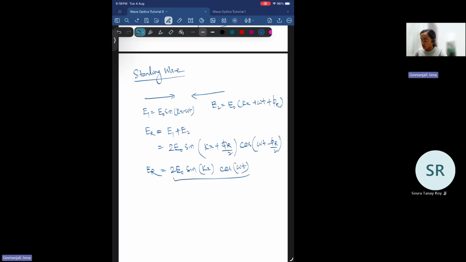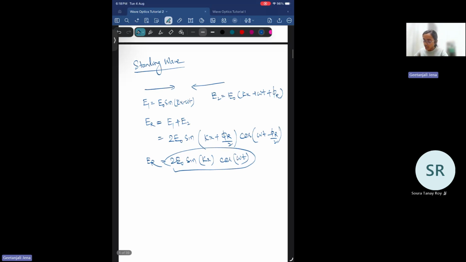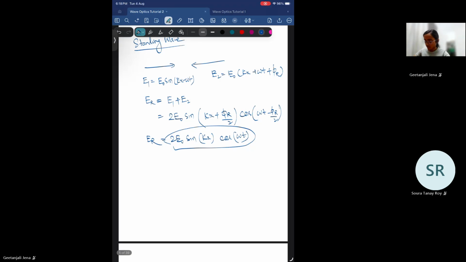So this is quite different from the traveling wave that we had earlier, which is a function of x plus or minus vt. For this standing wave, let's see what the nodes and antinodes of this wave are. Nodes are where the total amplitude is 0, and antinodes are where the amplitude is maximum, either in the positive direction or in the negative direction.